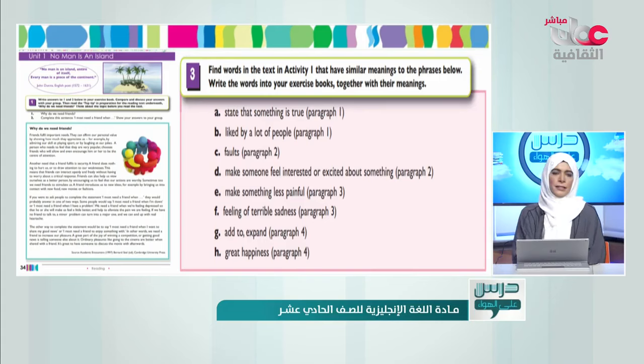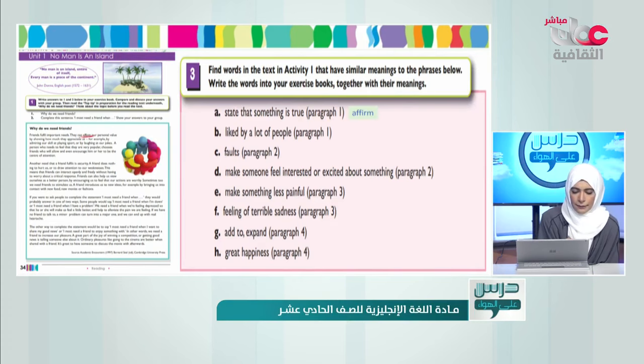Okay, move to task number 3, which is also related or connected to the same text, which is why do we need friends? Here we're supposed to find out meanings for different vocabulary. Look at number 1. State that something is true in paragraph number 1. Something is true in paragraph mean refers to affair, and you can find it in the first line, affair.